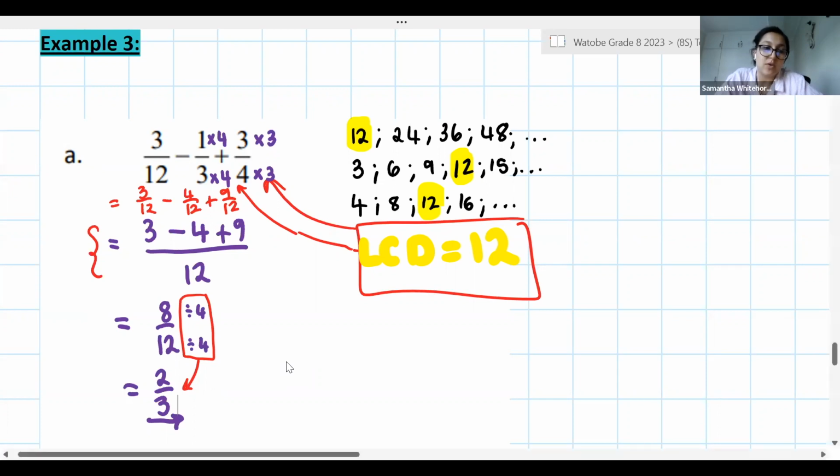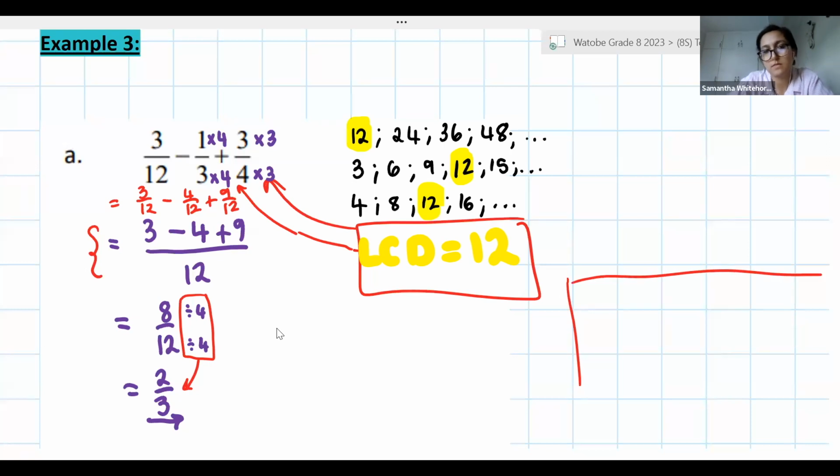Right, if anyone has any questions, now's the time to raise your hand. Otherwise, you're taking screenshots. Mavelo, question? Ma'am. Yeah. Is it fine if I can tell you what I did? Okay. So basically what I did is, since LCD is 12, I made all the denominators 12, right? So after that, I did 3 minus 4, which equals negative 1. Then I plus it by 9, which equals 10.